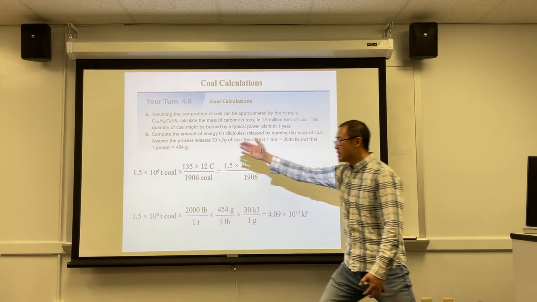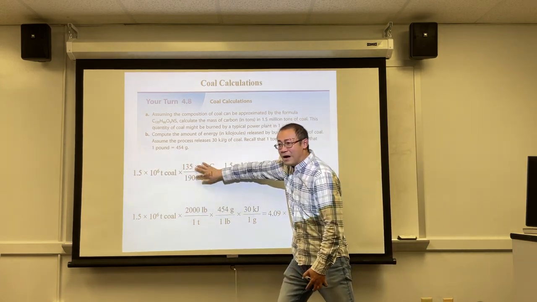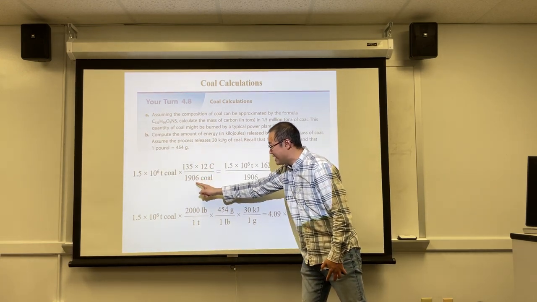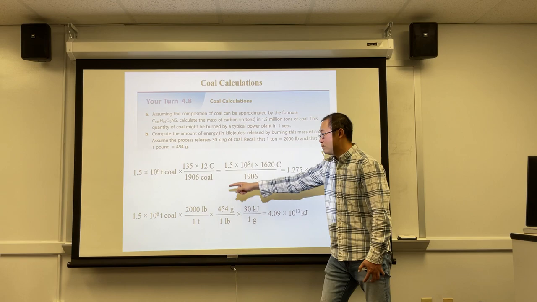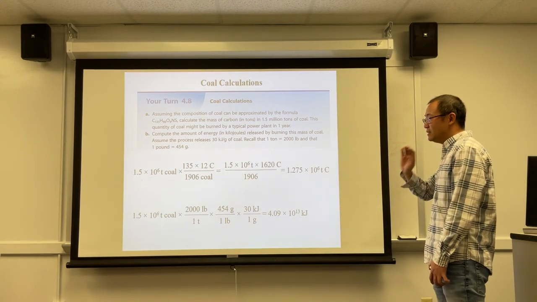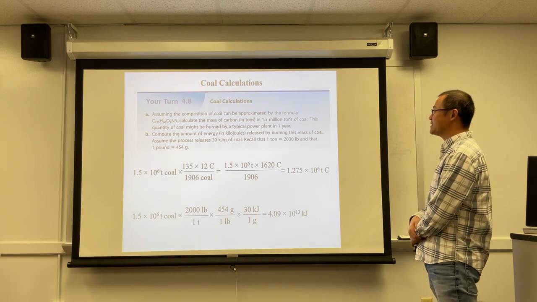Okay, we use something given multiplied by the conversion. What is the conversion? The mass ratio of carbon in coal, and we put coal in the bottom, here in the bottom. Next question. Okay, next question.